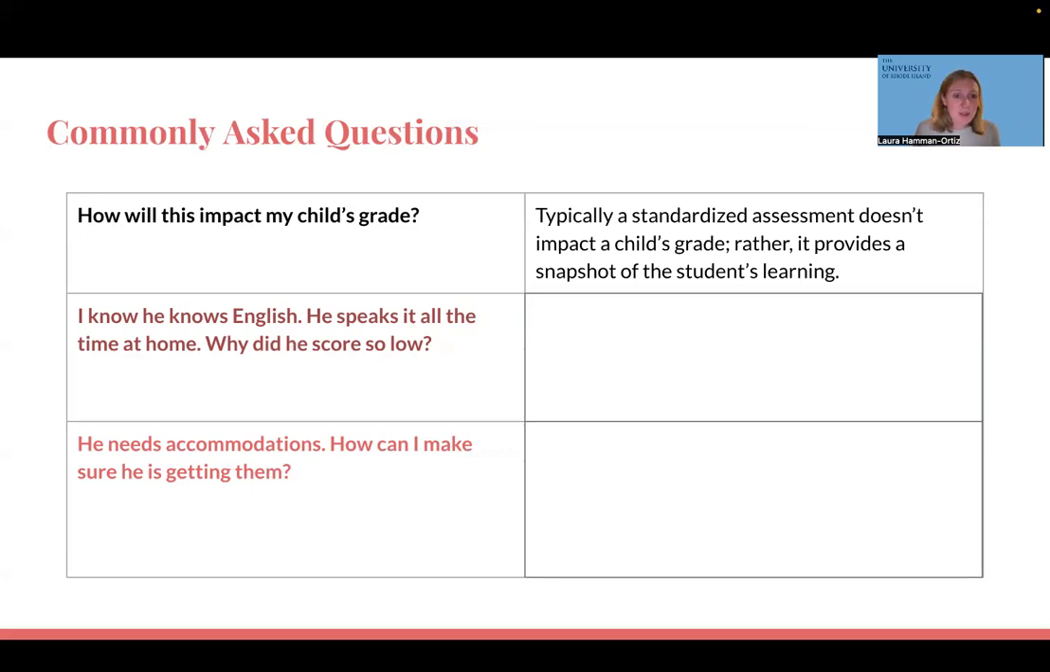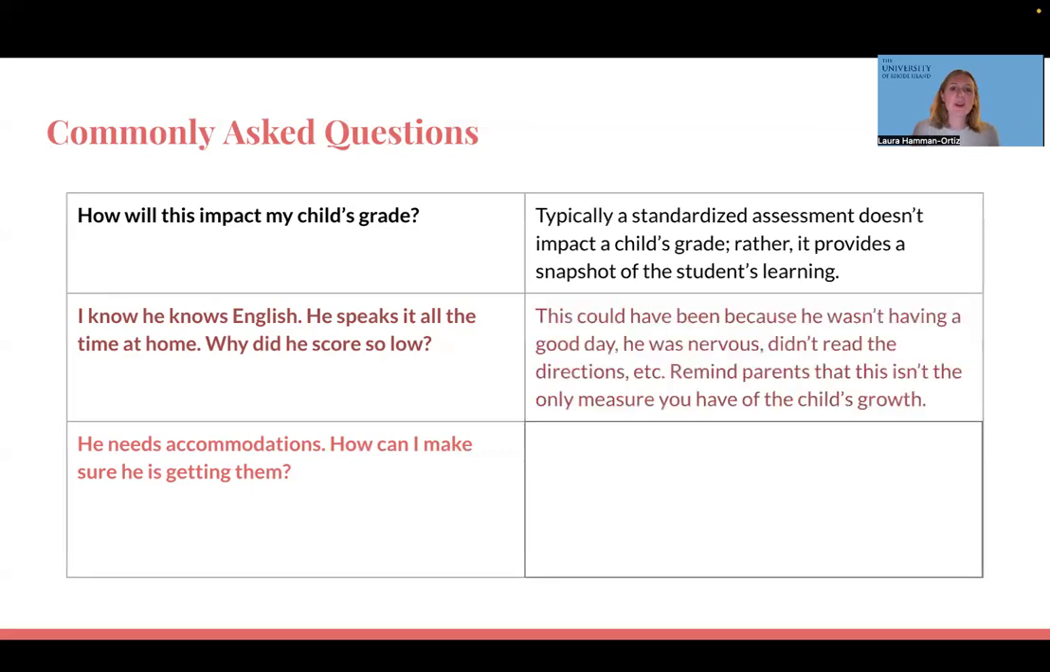A parent might say, I know he knows English, he speaks it all the time. Why is his score so low? So emphasizing that this is, again, just one measure. Maybe he didn't have a good day. Maybe he was nervous. Maybe he didn't understand the directions or didn't read them.